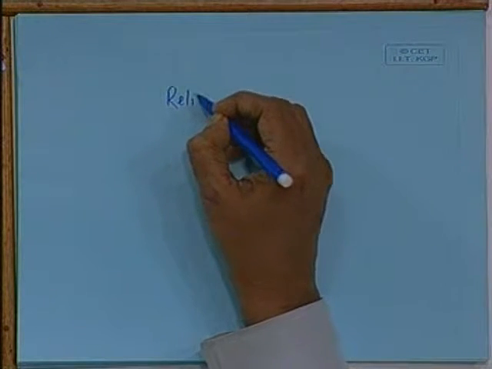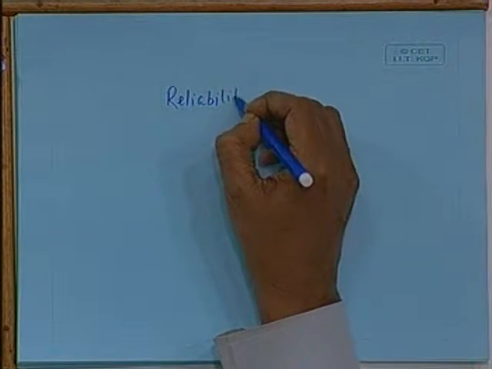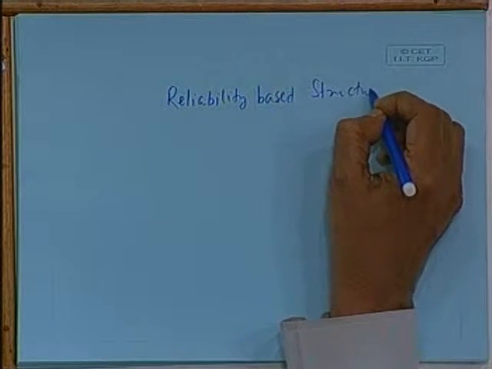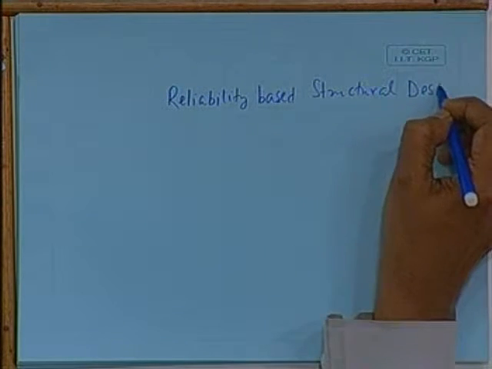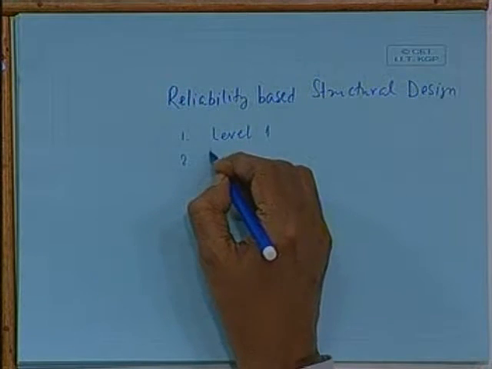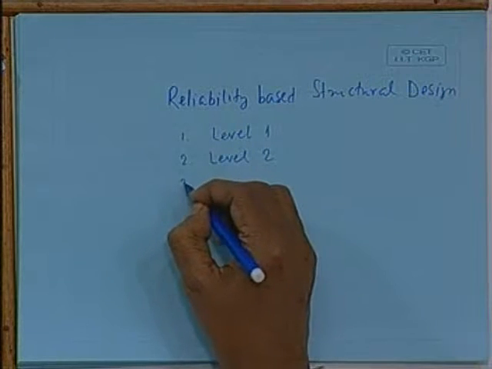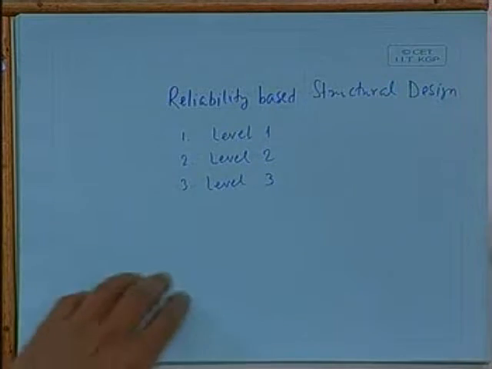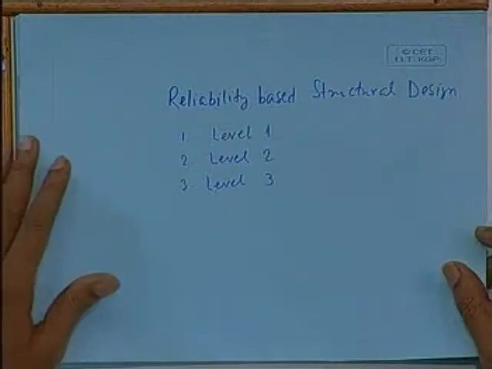So, if you want to design a structure on reliability principles, then you have 3 levels: reliability based structural design. You have level 1, level 2 and level 3. I will just introduce this to you and not go into details.